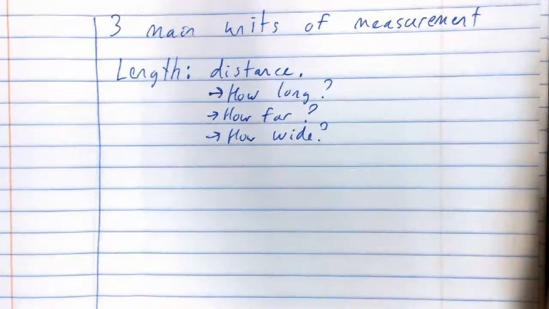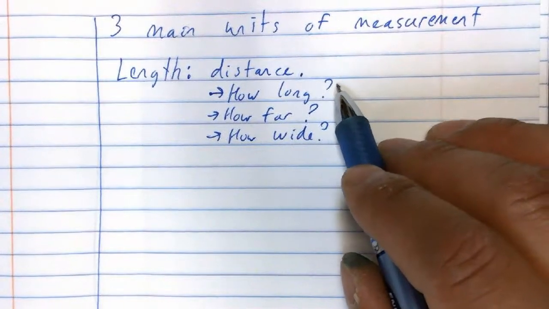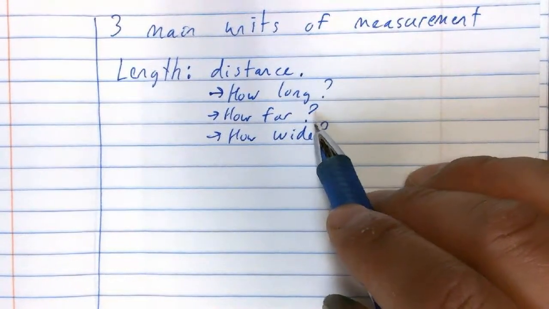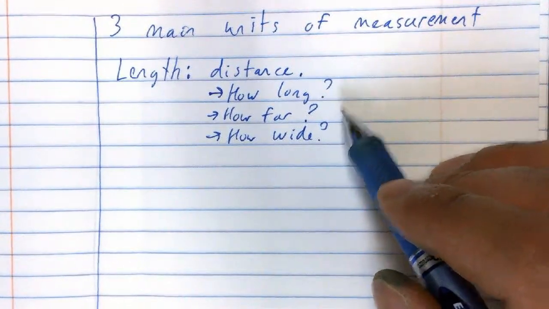As you write these down, think of examples. When would you ask how long is something? When would you ask how far is something? And what units of measurement would you be using for that? How wide?